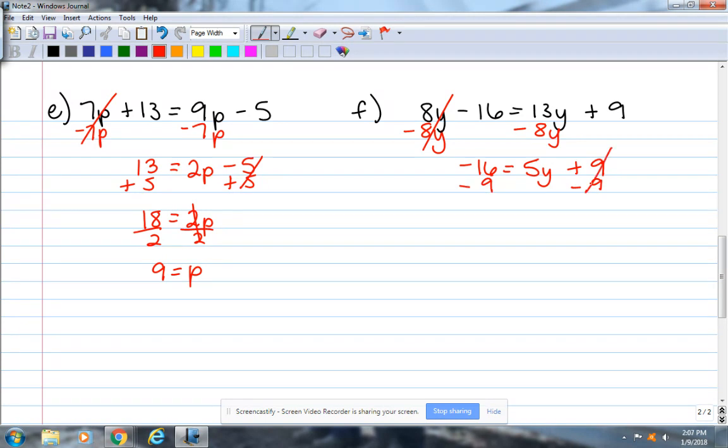And now what do we want to do, you reckon, to get the y by itself? So we subtract 9 and get negative 16 minus 9 is what? Negative 25 equals 5y. And then we can divide both sides by 5. And what is negative 25 divided by positive 5? It's what? Negative 5 equals y. Very good. So that's what you do when you have a variable on both sides of the equal sign.